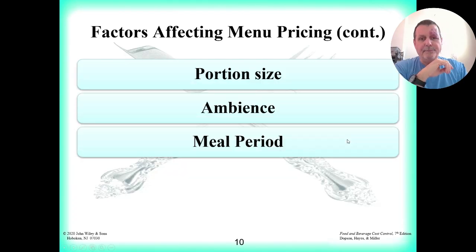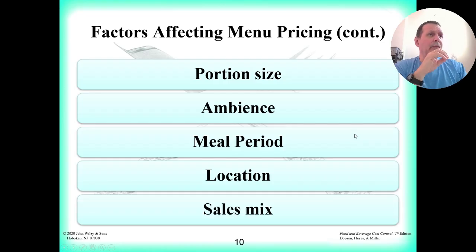Okay, so some of the things that also influence price, and that we can sometimes play around with, are portion size, ambiance, food, meal period, location, and sales. We can charge less for lunch because we can reduce the portion size. Or we can keep the portion size the same, but maybe have less service or have it par cooked or pre-cooked or whatever.